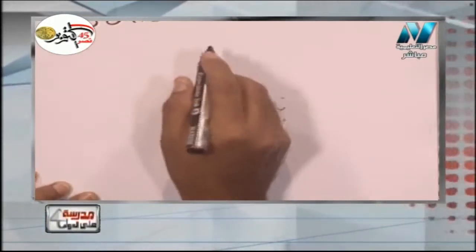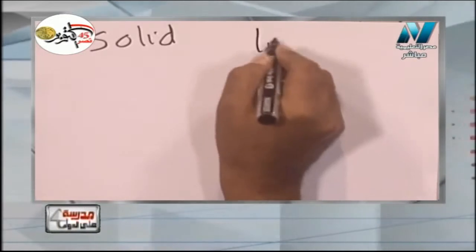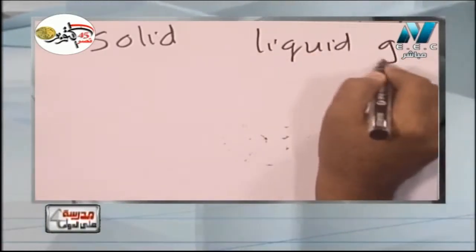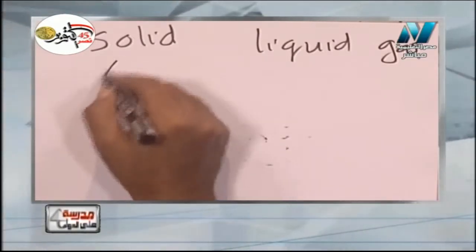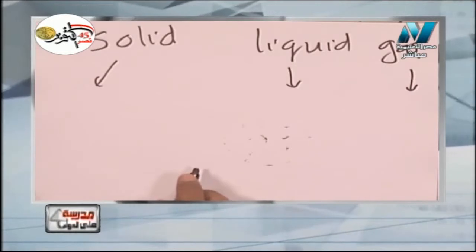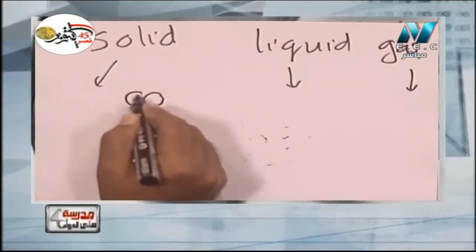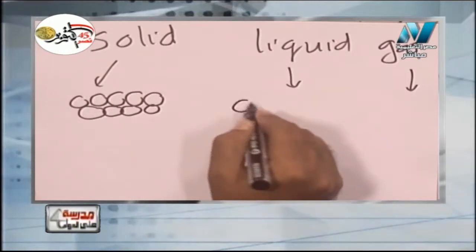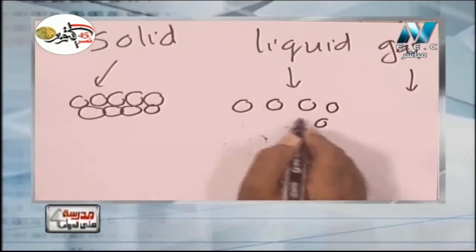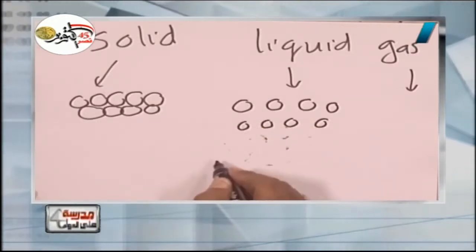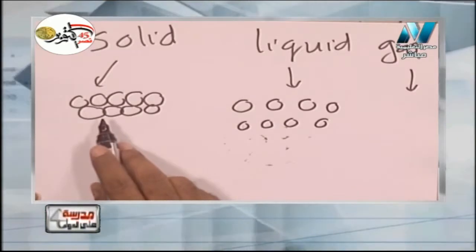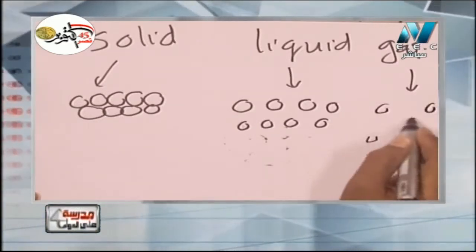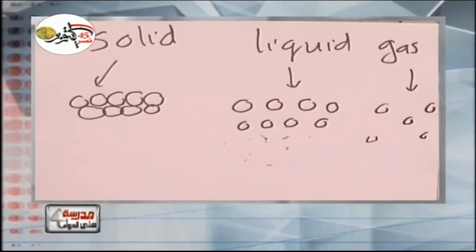Now, as I told you before, we have solid state, liquid state, and gaseous state, or gas. What's the difference between solid, liquid, and gas? Solid state consists of molecules, and these molecules are close together. Liquid state consists of molecules that are not close together as in the solid state. And in gaseous state, the molecules are very far away from each other.